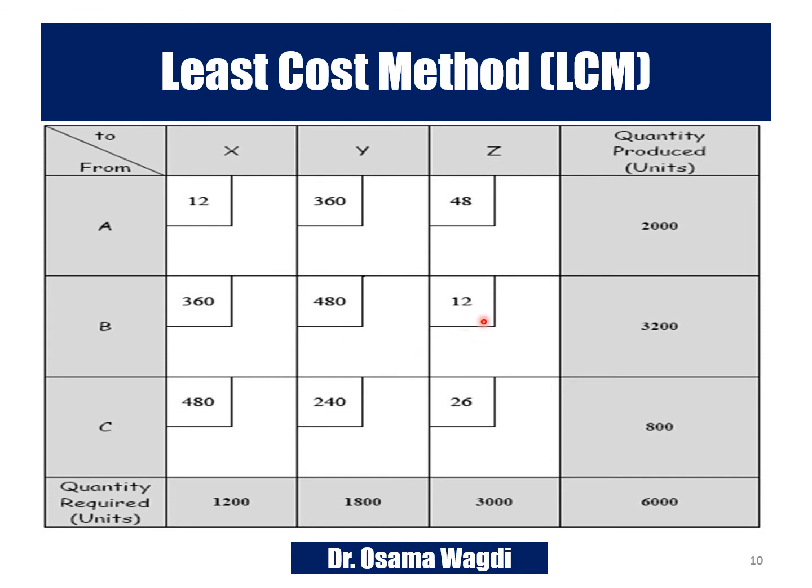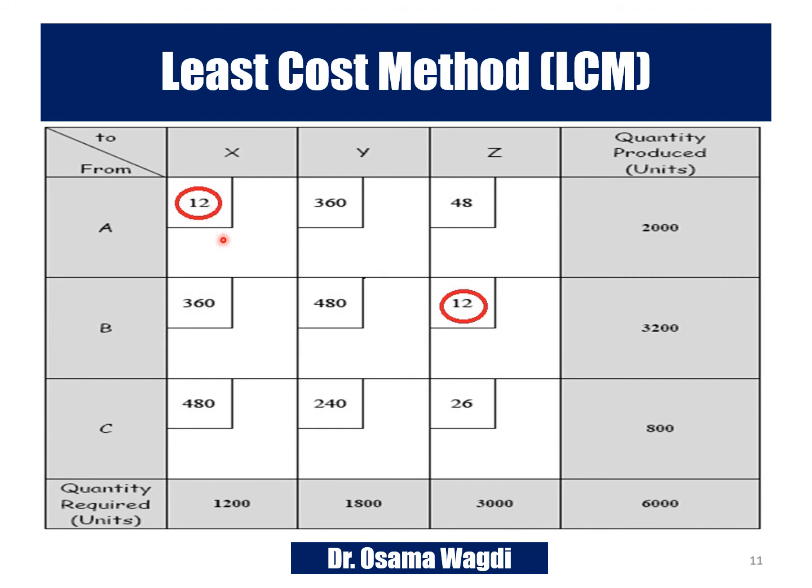What about this cell PZ? Also I will make a comparison between 3200 and 3000. I will pick the least number, 3000, and it will be shown in the next slide.